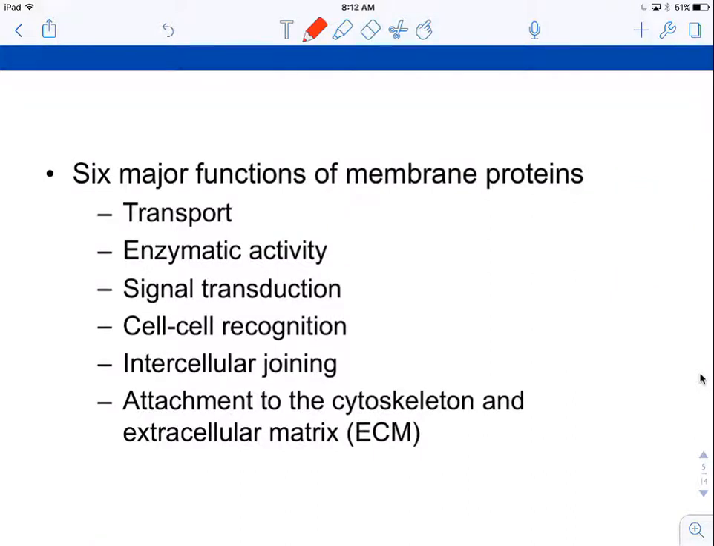So, six major functions of membrane proteins. And again, remember, proteins are by far our most diverse group of macromolecules. So they function in transport, enzymatic activity, signal transduction, that's chapter 11, which we're going to do next, cell-cell recognition, intercellular joining, and attachment to the cytoskeleton and extracellular matrix to hold our cells in the right shape and in the right place. Cell-cell recognition helps cells talk to each other so they know what's going on.